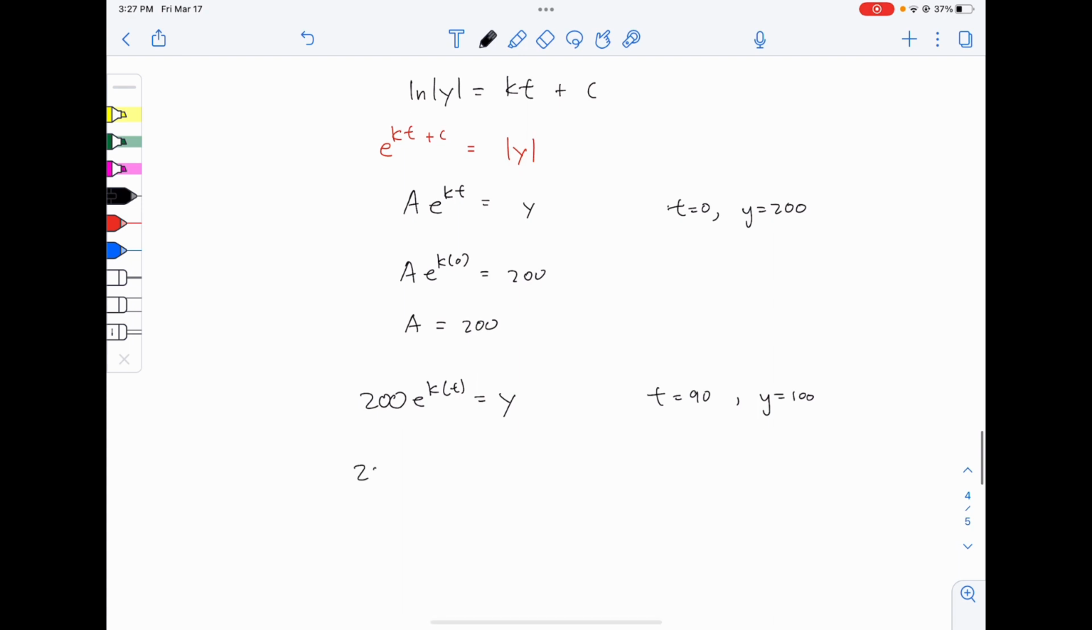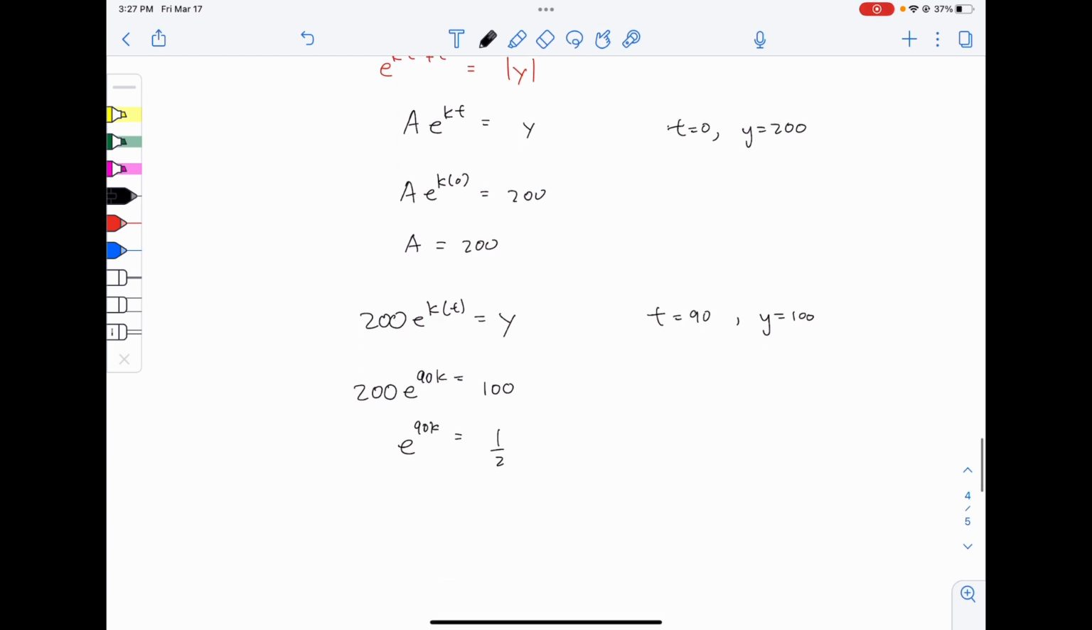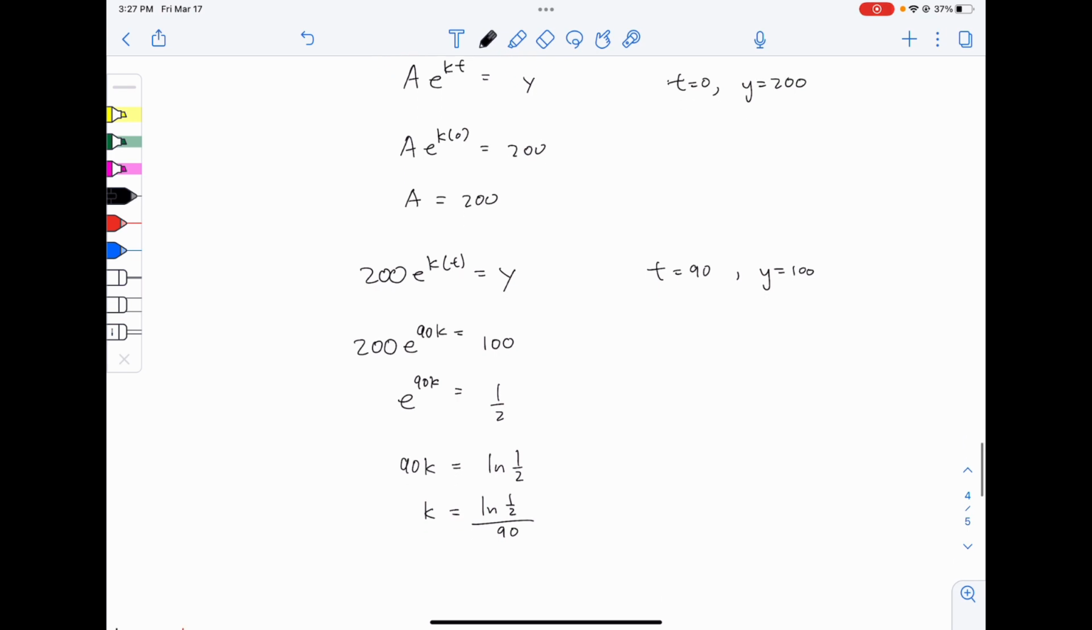Now let's plug things in. 200 times e to the 90k is equal to 100. I'm going to divide both sides by 200, so e to the 90k is equal to 1 over 2. I'm going to ln both sides, so 90k is equal to ln of 1 over 2. And now just divide both sides by 90. So k is equal to ln of 1 over 2, over 90. So now we have our k constant.